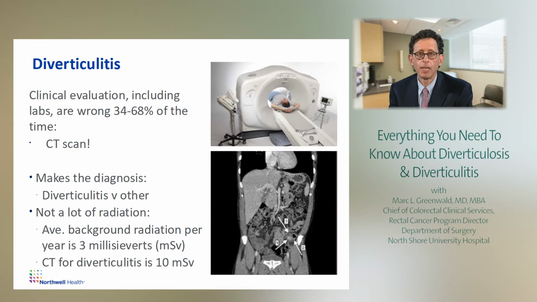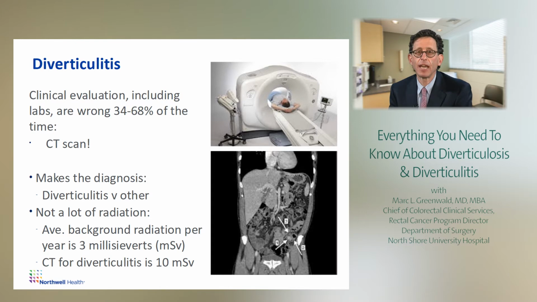The average background radiation that we get is something called 3 millisieverts. That's if we live here. If we live at higher altitudes, you get more radiation. But where we live, it's about 3 millisieverts. A CT scan gives you 10 millisieverts, which is 3 times what you get just living day-to-day life over a year. So there is extra radiation involved, but it's not as much as some people worry about.